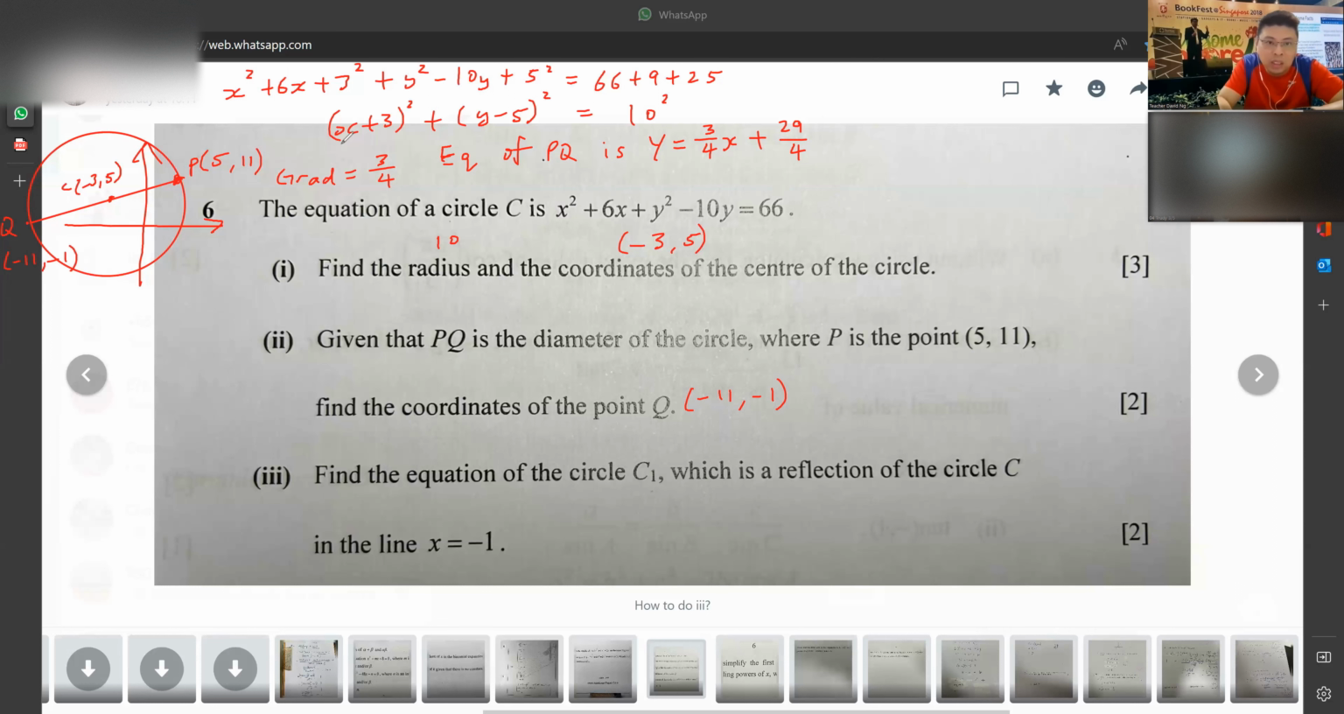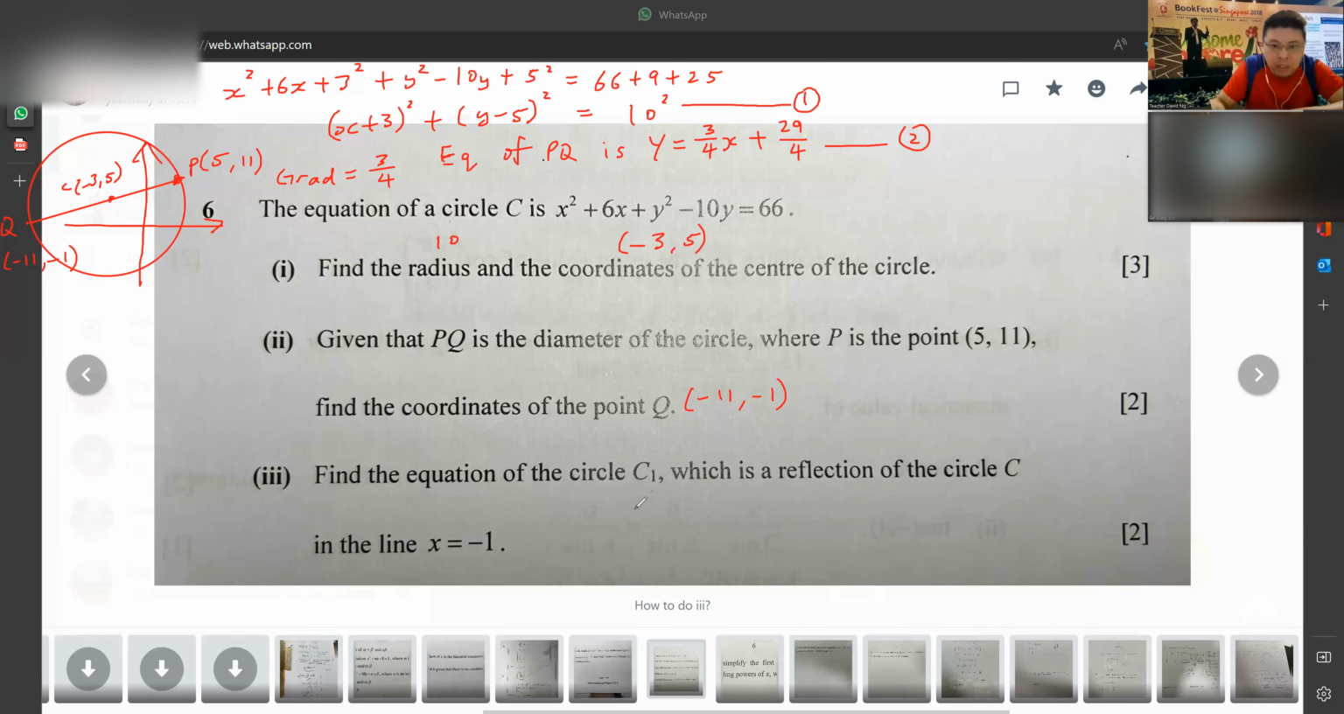Basically, you're just solving the simultaneous equation of equation 1 and equation 2. Simultaneous equation by now is assumed knowledge, so I'm not going to show you the detail. You just substitute y into here and solve it simultaneously as a quadratic equation. You have two answers. One is x equal to 5, obviously, because that is for your point P. The other one is negative 11, negative 1. So that's how you do them.